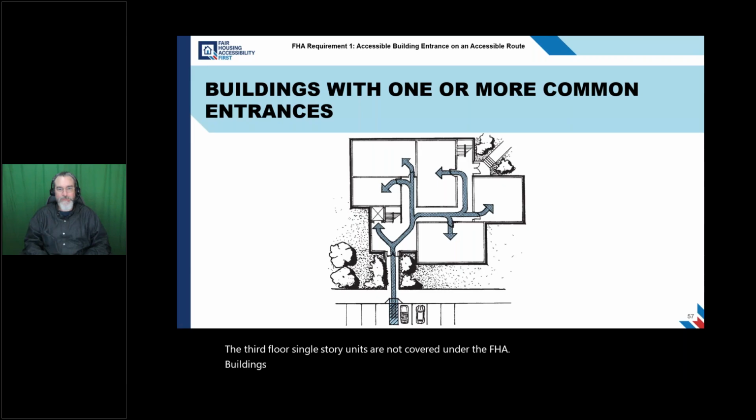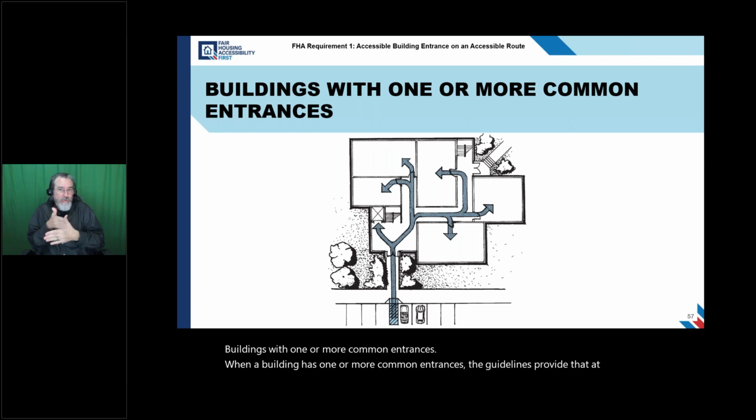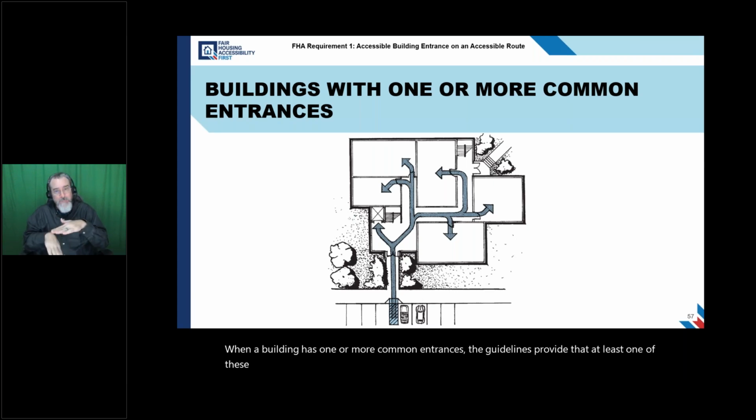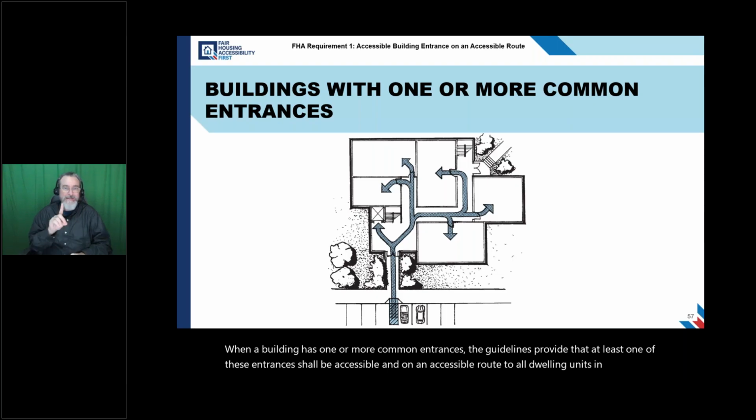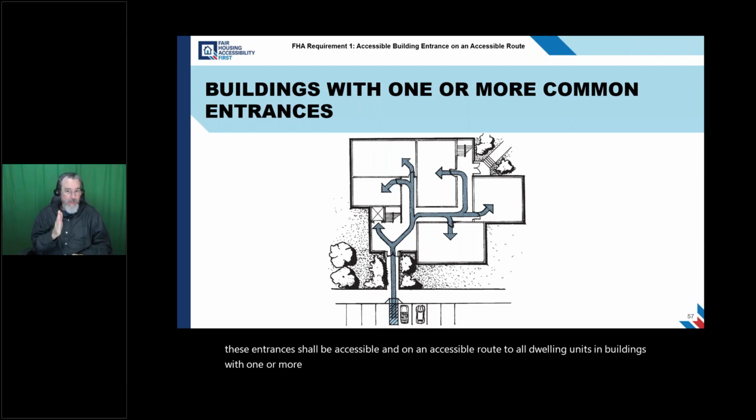Buildings with one or more common entrances. When a building has one or more common entrances, the guidelines provide that at least one of these entrances shall be accessible and on an accessible route to all dwelling units in buildings with one or more elevators and to all ground floor units in non-elevator buildings.